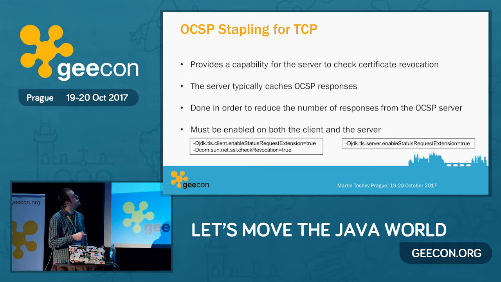In order to enable OCSP stapling for the SSL client and SSL server, you just need to specify two properties. For the client, this is jdk.tls.client.enableStatusRequestExtension set to true, and a similar property for the server. And also for the client, you want to specify that you want to do certificate revocation checking when you validate the certificate that's received from the server. This is how you enable OCSP stapling in JDK9.